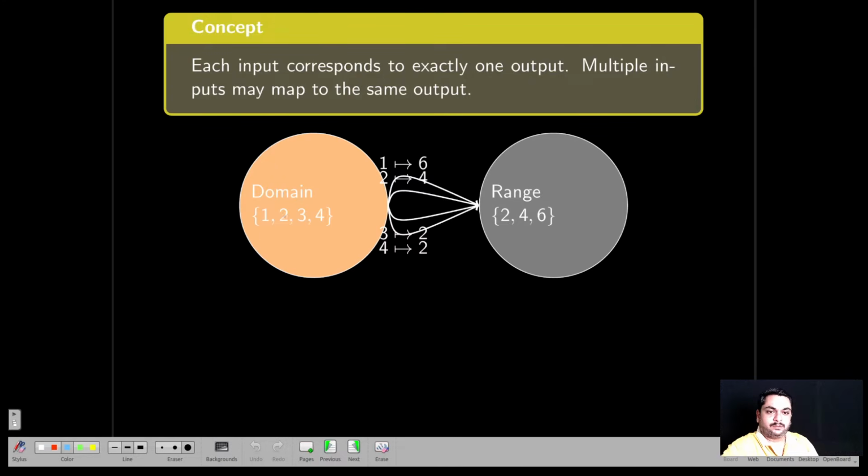So same thing. Domain has 1, 2, 3, 4, 4 elements, and there is a mapping rule. This is a function. Some rule is defined. So 1 has to be mapped to 6. So usually we will define a function as x maps to y. Some value in x, we are mapping it to the other element in the set. So that is the concept of domain, range, and codomain.